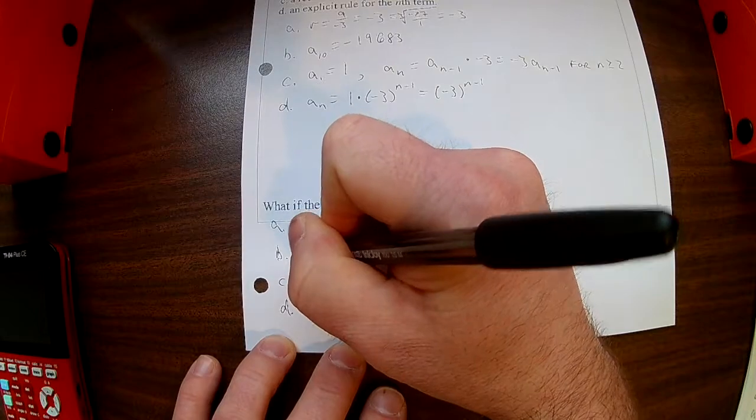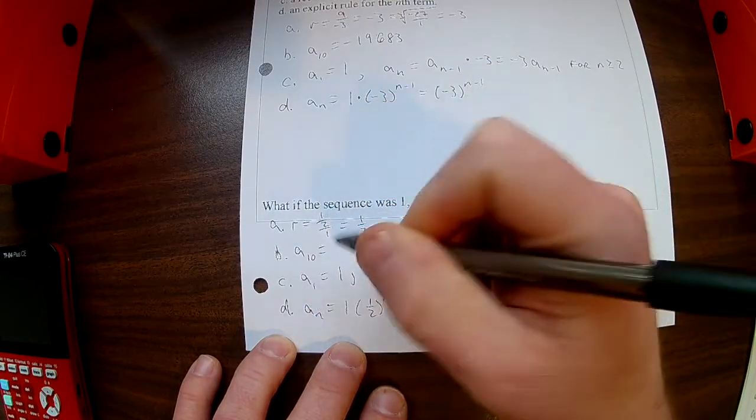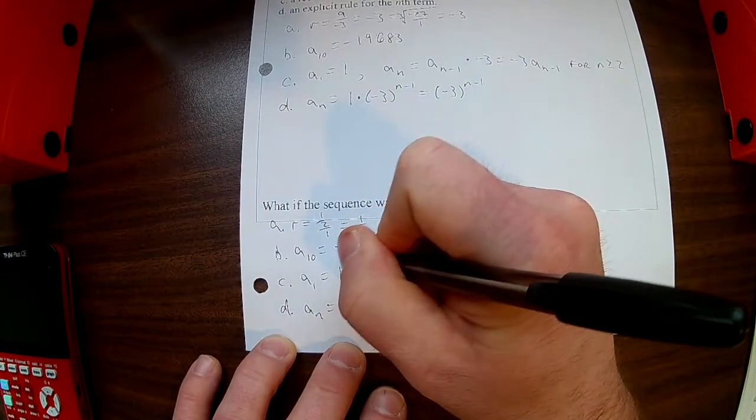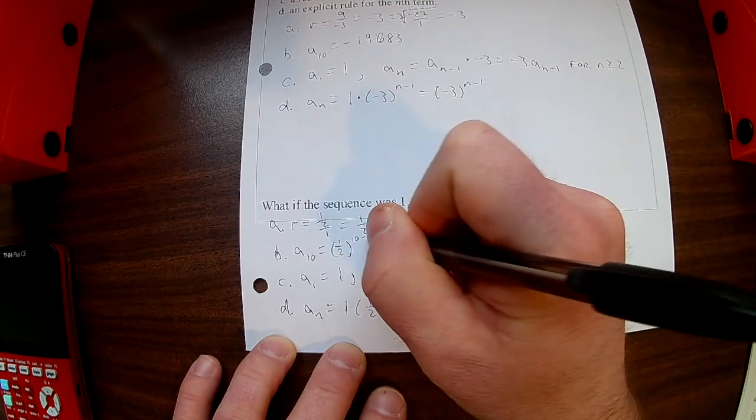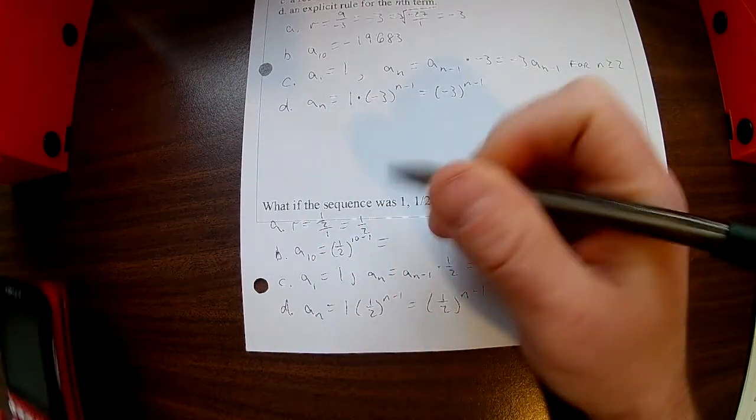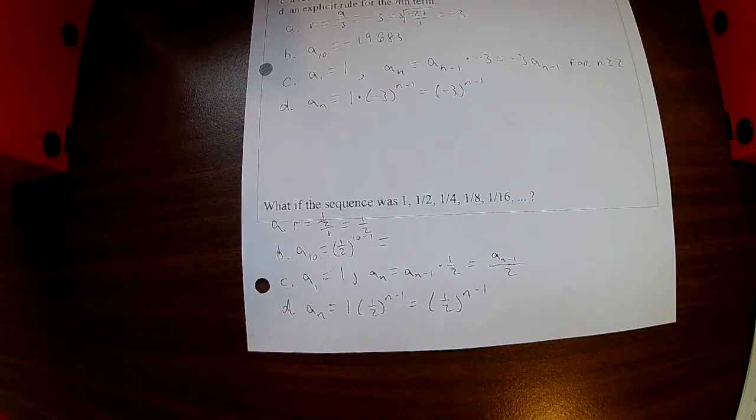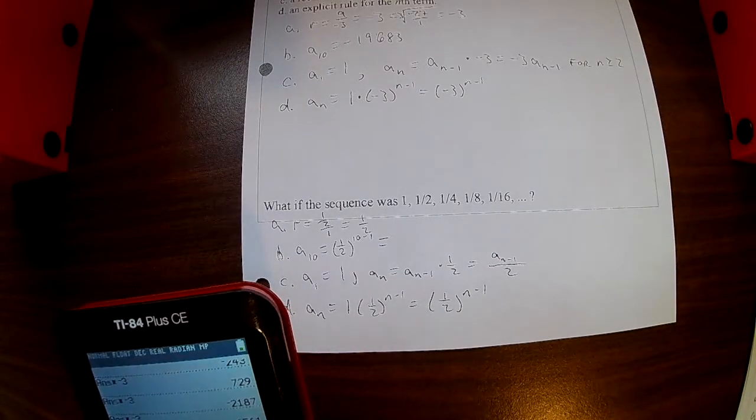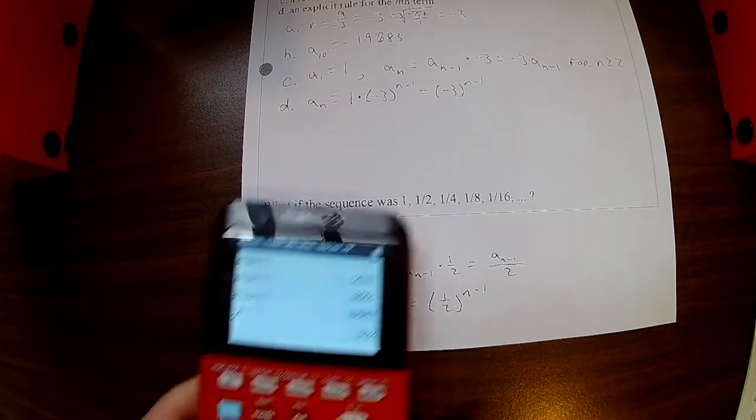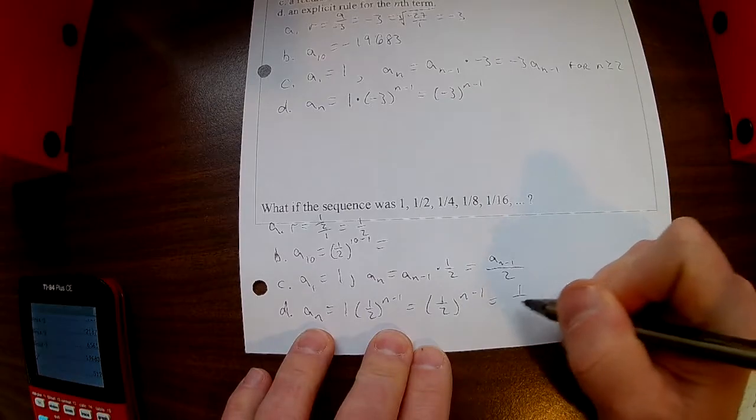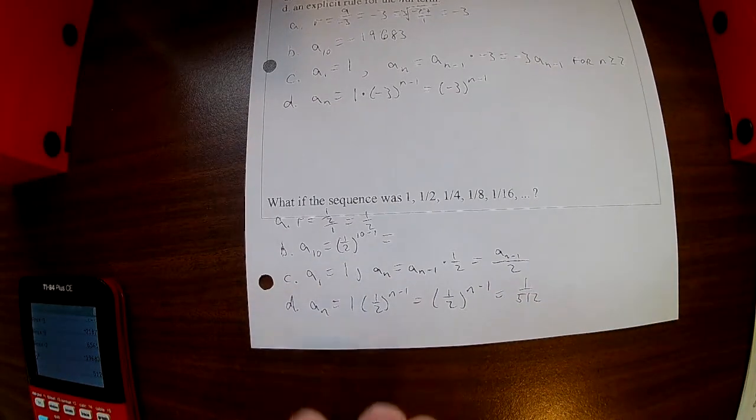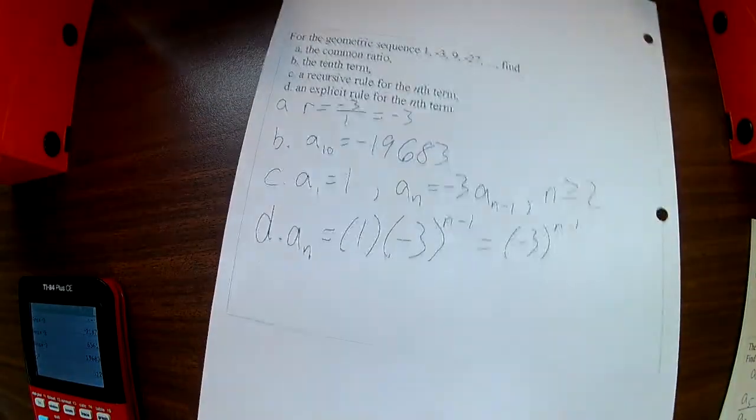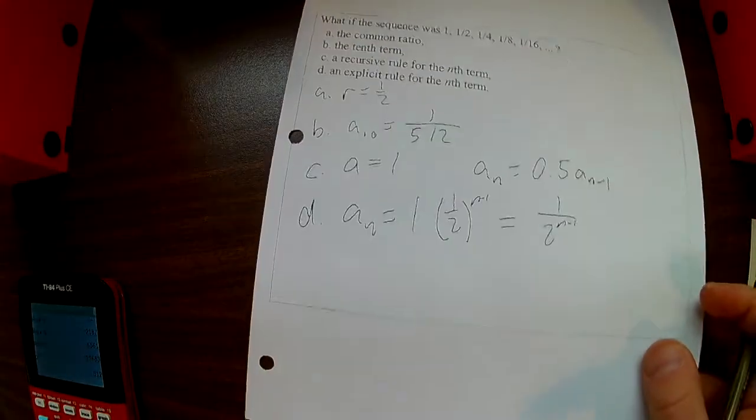So looking back here, if I'm trying to find a sub 10, I would have 1/2 to the 10 minus 1. 10 minus 1, I believe, is 9, right? 2 to the 9th is 512. So this becomes 1/512. Done. Backside. Second problem.